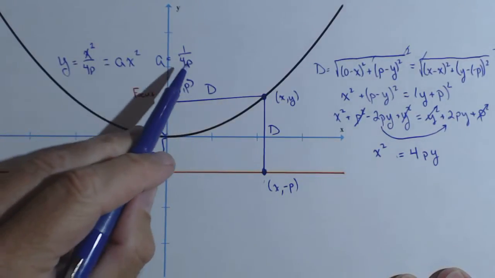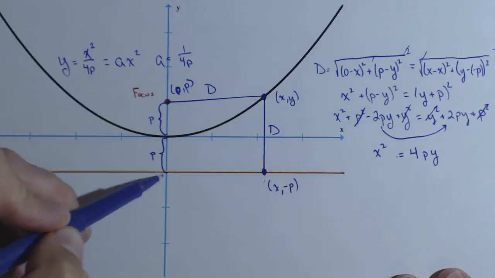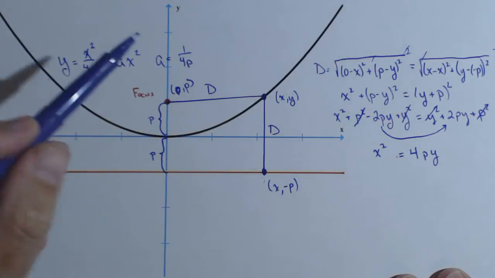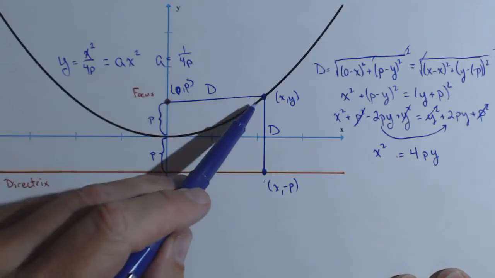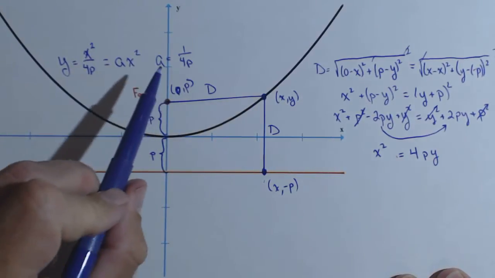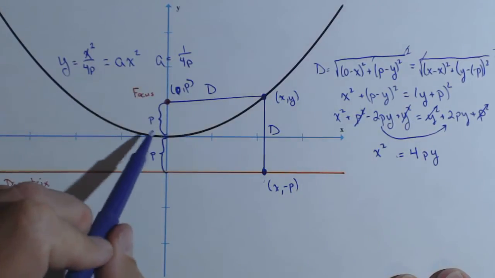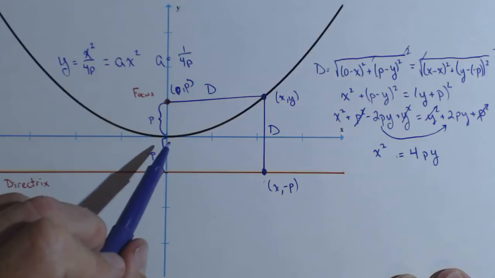Now there's some really cool properties about that 4p. Well, p we know is how far the focus is from the vertex and how far the vertex is from the directrix. 4p is actually the width of the parabola at the focus. It's actually a pretty neat little property. So this will work for any quadratics centered at 0, 0.